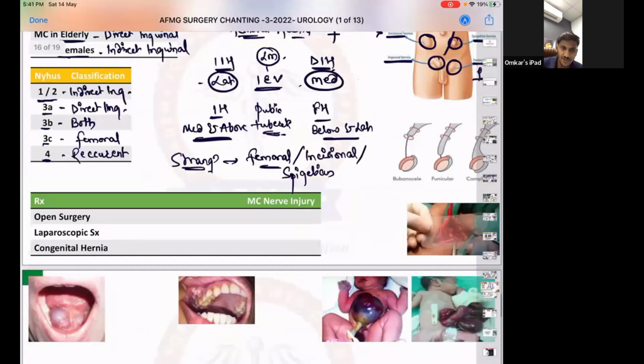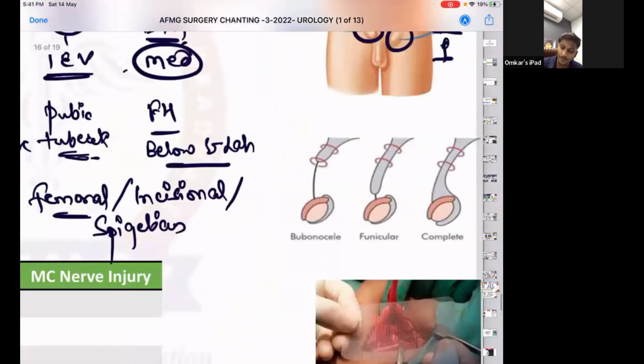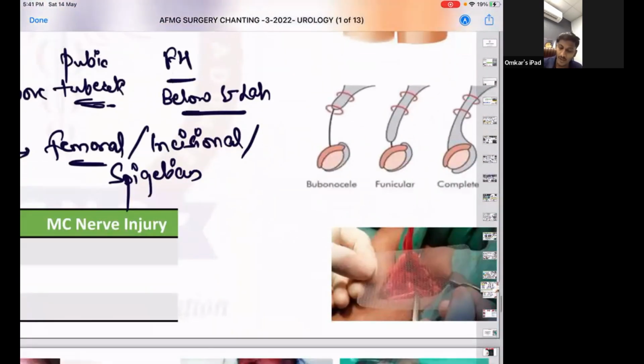Okay, so femoral, incisional, and Spigelian hernia are at a higher risk of strangulation. No issues with this.